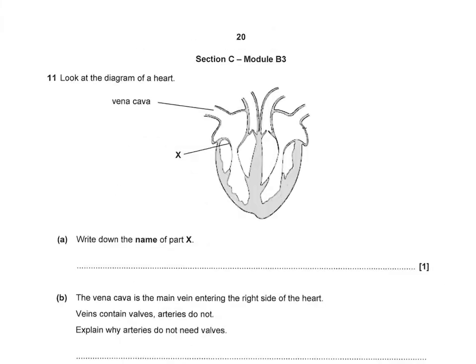But the first section is biology, so it says, look at the diagram of the heart. So you've got the vena cava there. You need to work out what X is, and that is the tricuspid valve. And you must spell that right.